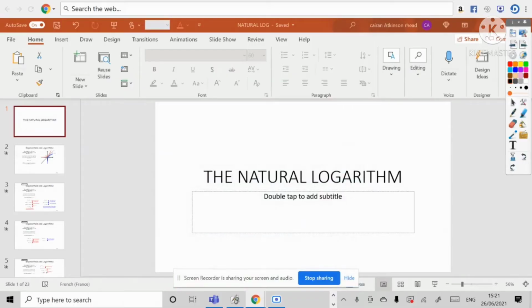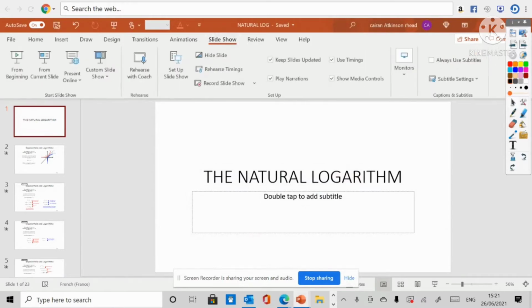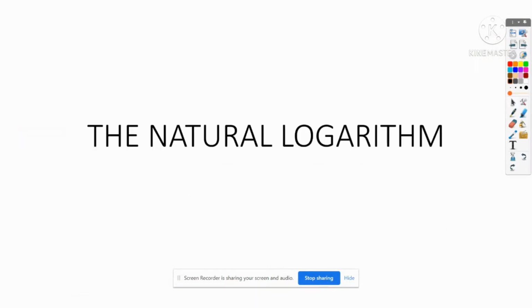Hello everybody, so this is going to be on the natural logarithm. I'm going to be explaining what the natural log is, and I'm also going to be doing a couple of examples of the natural log as we go through. So I want to get right into this.